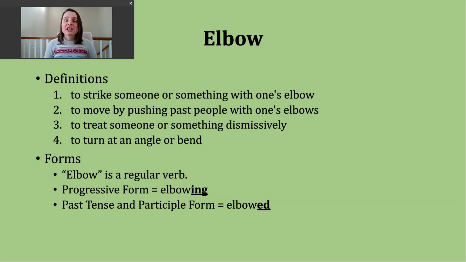A fourth way you'll hear the verb elbow used is to mean to turn at an angle or to bend. So again, describing this shape that's created with our body.